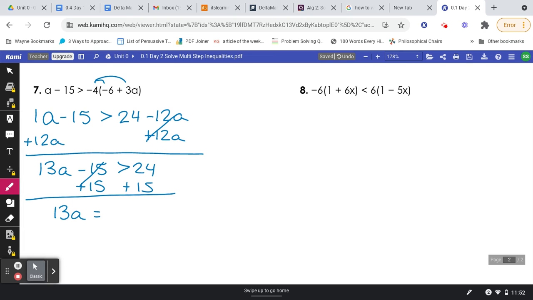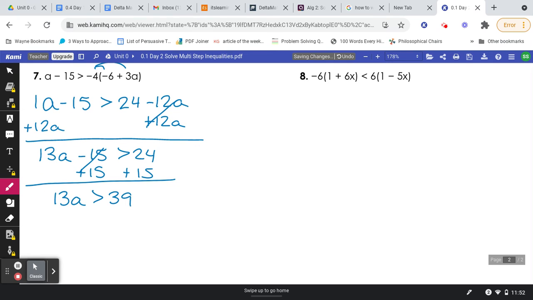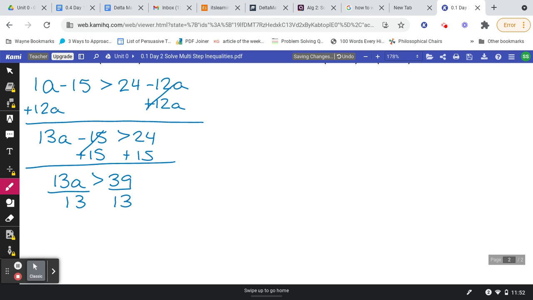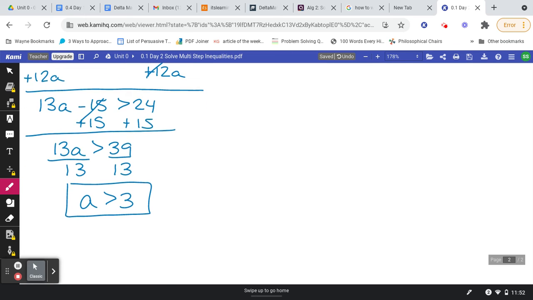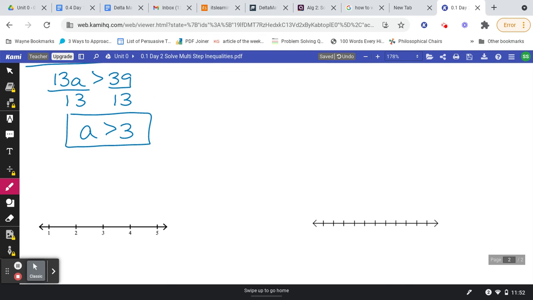Oops. There we go. 39. And divide by 13. Now this time I'm dividing by a positive number, so you don't need to flip it. You don't need to flip this one. Variable's already in the front, so we're good to go. See if you can graph that one. You should have an open circle on 3, and you want numbers that are greater than that, so you're going to point it to the right.